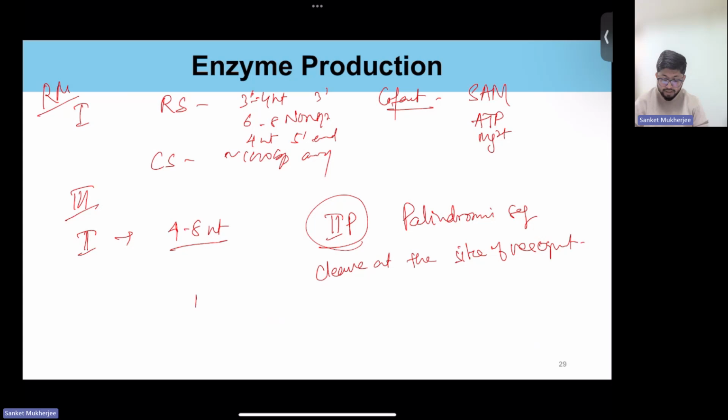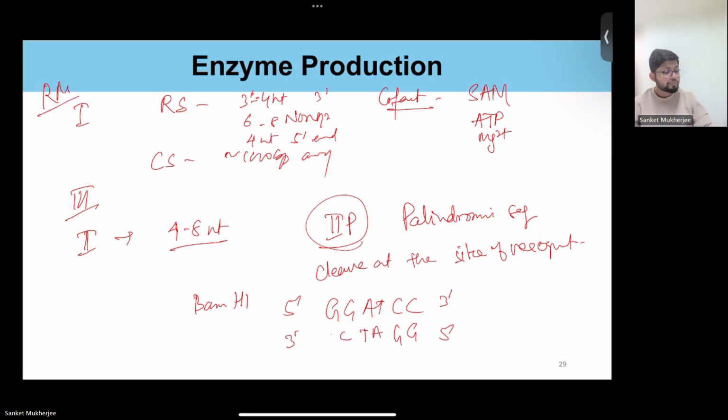So for example, in the case of BamHI, the restriction site is GGATCC. If it reads like this, on the opposite strand also, from 5' to 3', it will read the same, GGATCC. And that is why it's called palindromic. It produces sticky ends usually, although blunt end restriction enzymes are also possible.